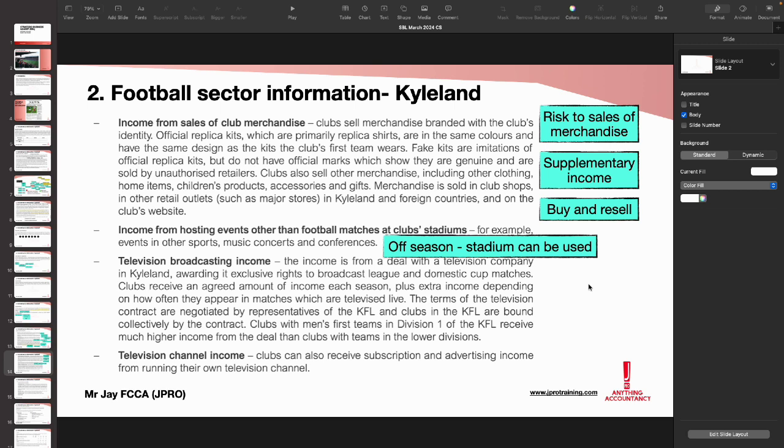Now, television broadcasting income. Income is from a deal with a television company in KLN, awarding it exclusive rights to broadcast league and domestic cup matches.